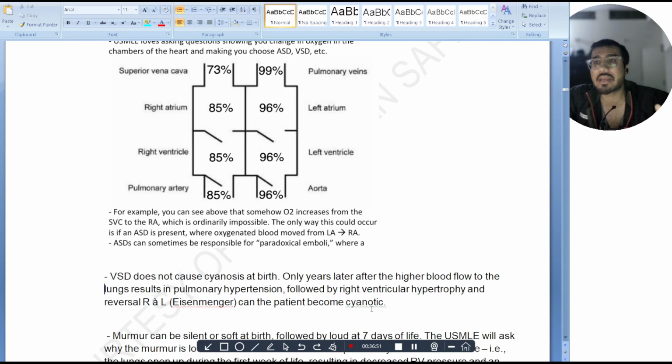VSD is asymptomatic at birth, and after the right ventricle hypertrophies to a significant extent because of the developed pulmonary hypertension, then and only then does the mixing of deoxygenated and oxygenated blood happen, due to the shunt reversal. Initially the blood flows from the left ventricle to the right. Now after the right ventricle hypertrophies, it reverses, and that is when the patient becomes cyanotic.